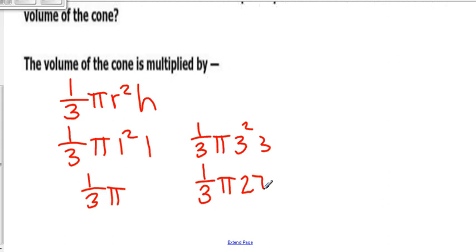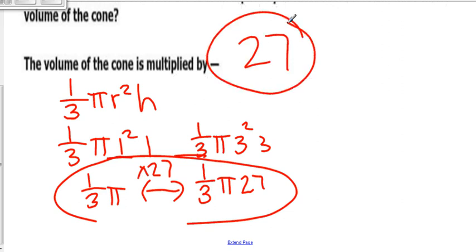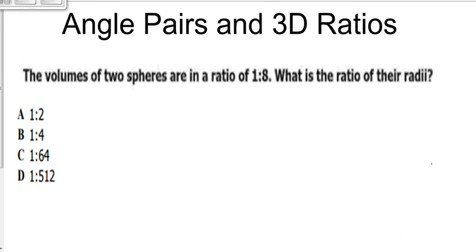Okay, now looking at this, right here at the bottom, I multiplied the original formula by 27. So my answer here would be 27. Okay, the shortcut would be to take 3 and cube it, but this will always and forever work.